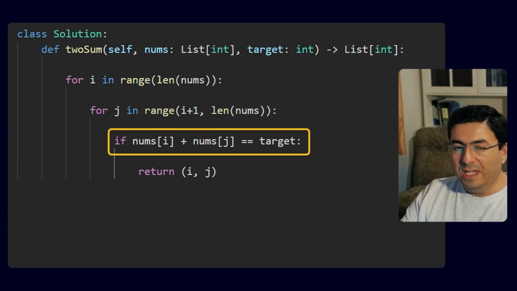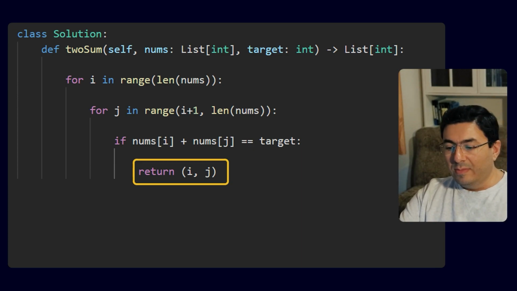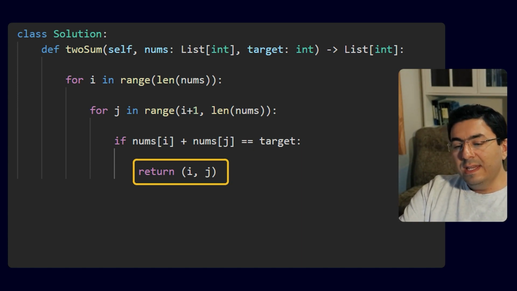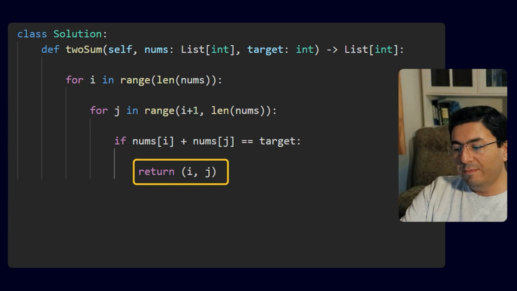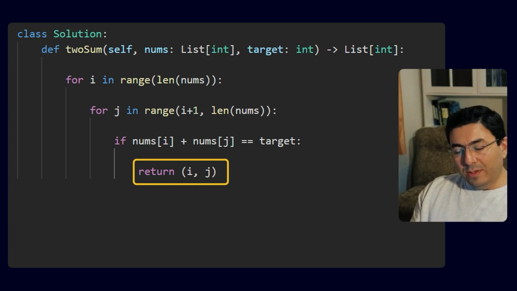And then we have an if statement that checks whether the sum of the two numbers we're currently looking at, which are nums[i] and nums[j], is equal to the target value. If it is, we found the two numbers that add up to the target value, and we move on to the next line. And this line returns the indices of the two numbers we found as a tuple. The tuple contains two values, i and j, which represent the indices of the two numbers in the nums array that add up to the target value.